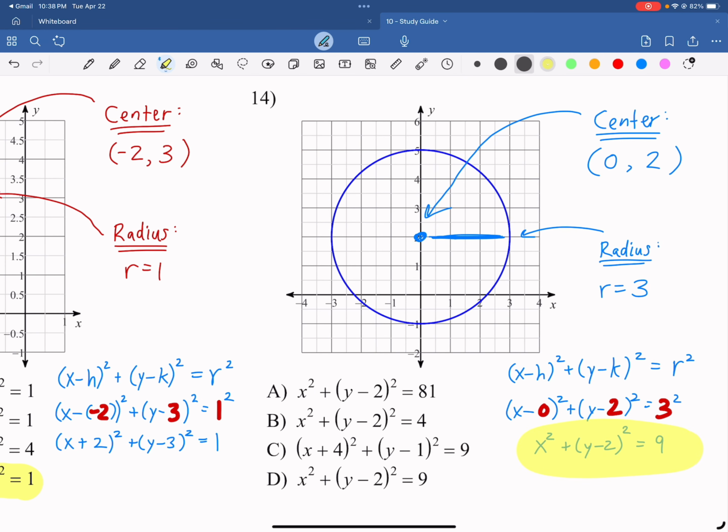And so that's technically our answer, but once again, let's do a little magic trick. Which multiple choice does it match? This one. There you go. This is the answer. That is it.